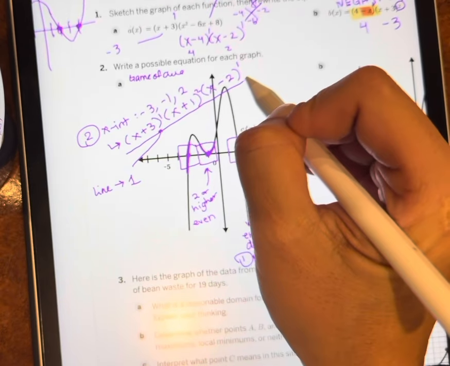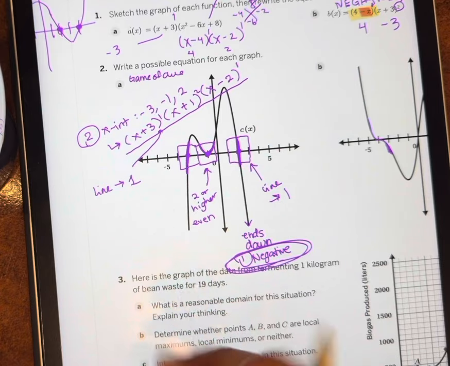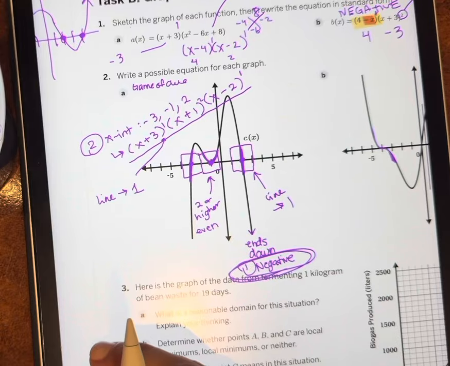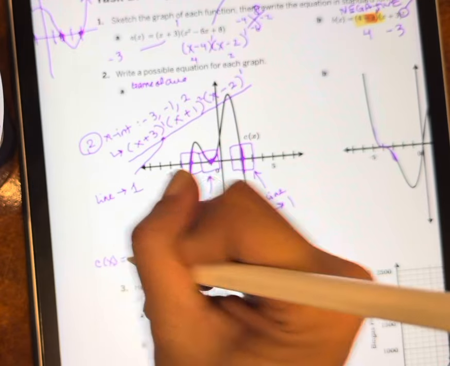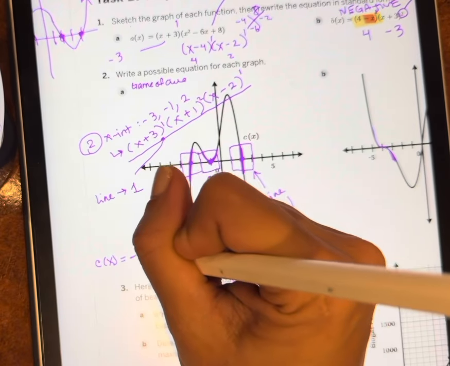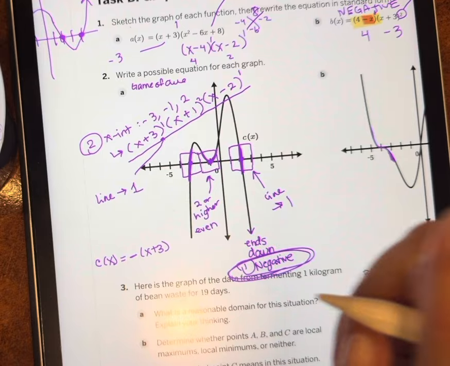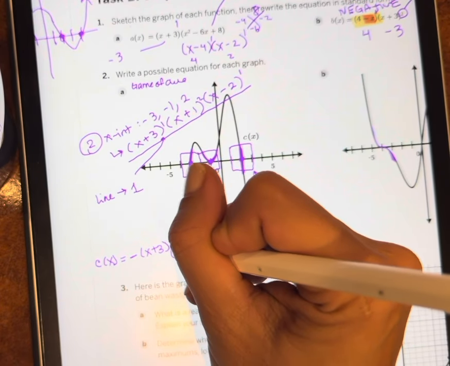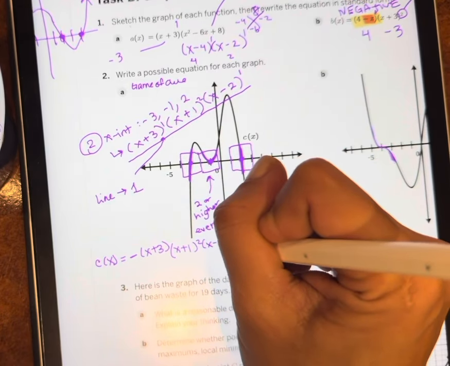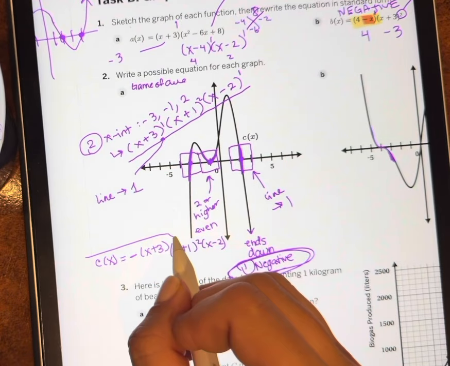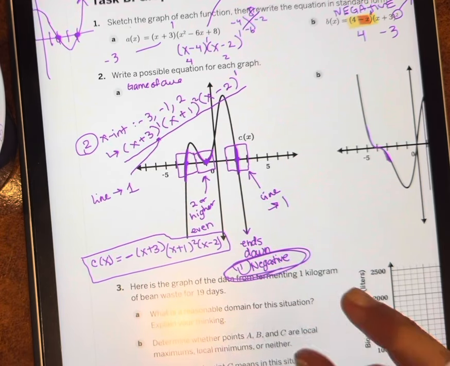Final answer, you guys. Make sure you don't forget the first clue that it was negative, and then all of this. So this is c of x. I will write that c of x equals negative x plus 3 to the first power. You don't have to write it. x plus 1 to the second power, and then x minus 2 to the first power. Remember, you don't have to write an exponent and a 1, but I would not mark off any points if you did.